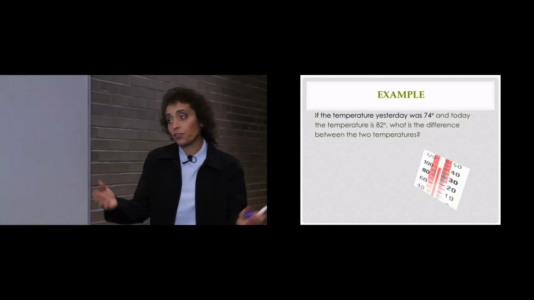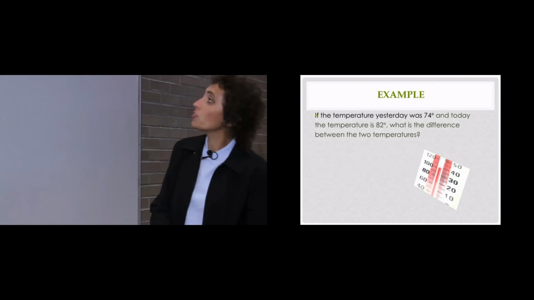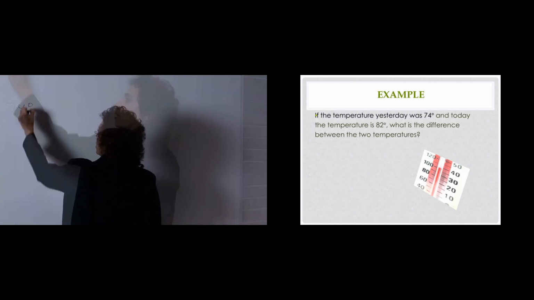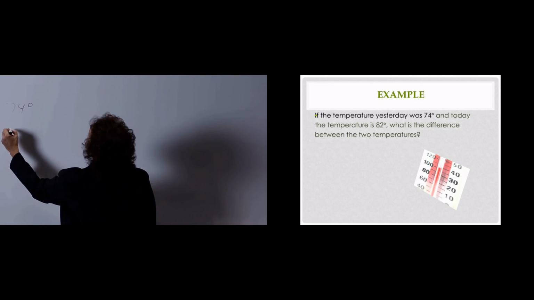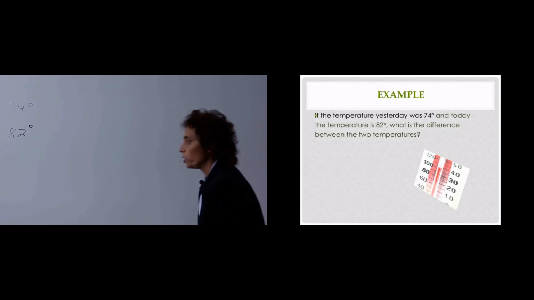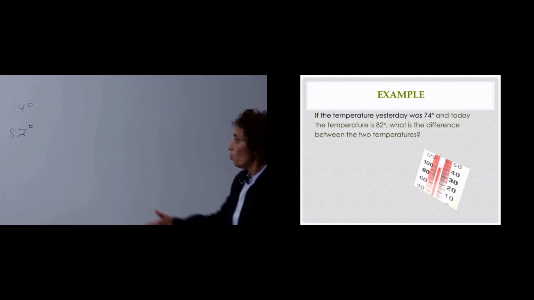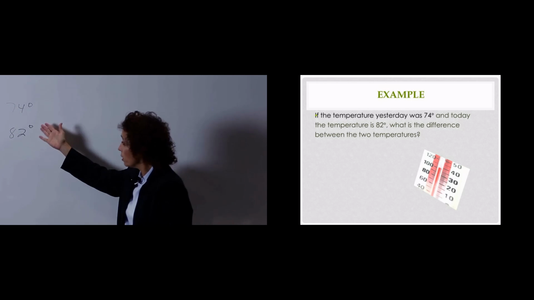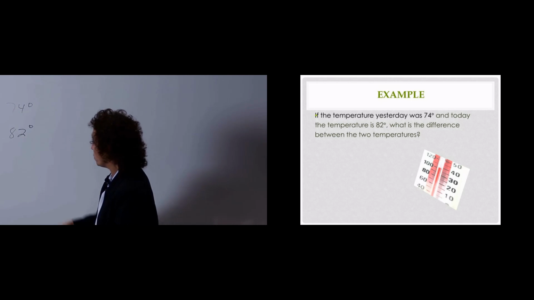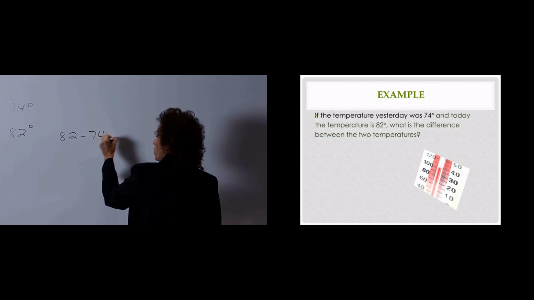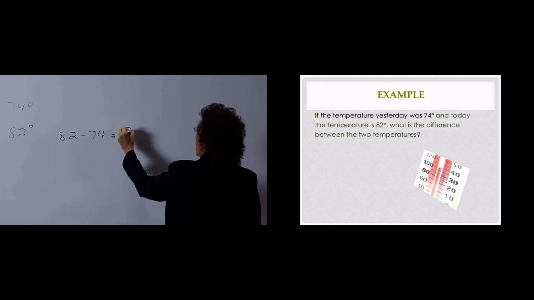Okay, let's take a look at this first example. In this first example, it says yesterday it was 74 degrees outside, and today it is 82 degrees outside. And it wants to know what is the difference between the temperatures. Well, what is the difference between the temperatures? I bet you that's really easy for you to answer. You'd probably go, well, the difference is the difference between 82 and 74. So you'd probably go 82 minus 74, and you'd get 8 degrees.